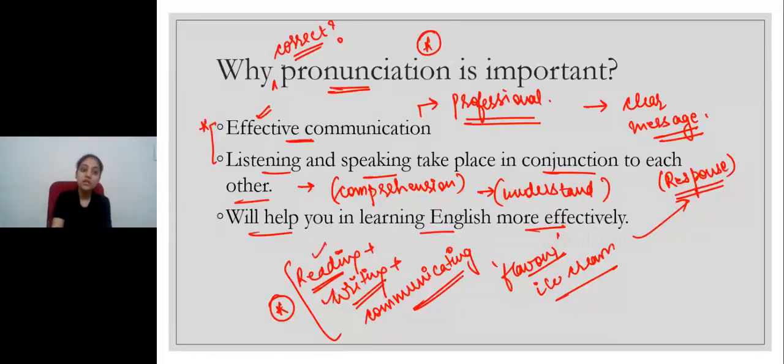And your ultimate base was clear. So this is what we need to focus upon: reading, writing, and communicating. We need to work on these three aspects together, keeping in mind pronunciation as the base of these three. That is how we'll be able to learn or gain proficiency in the language effectively.